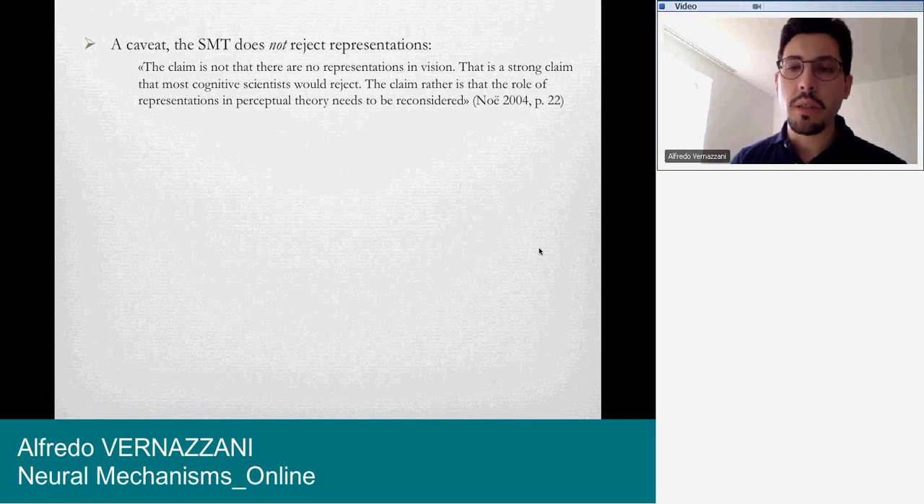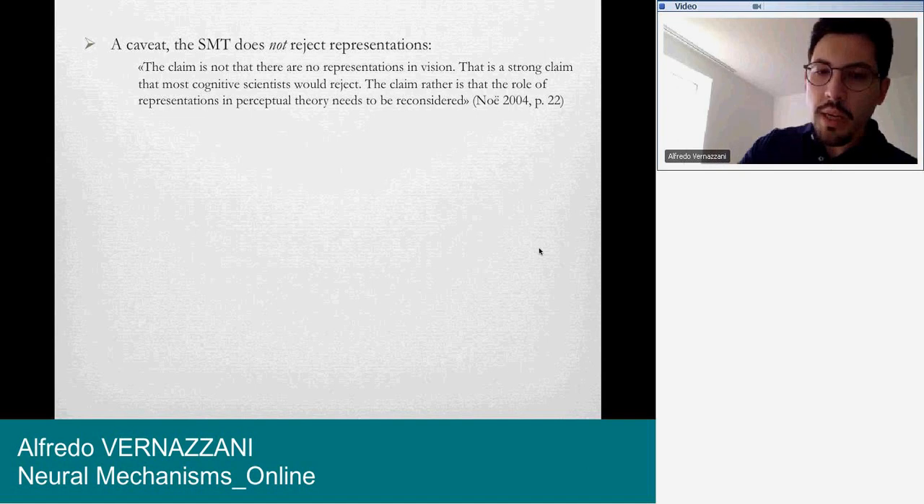For example, Alva Noë in his book published in 2004 says that the claim is not that there are no representations in vision. That is a strong claim that most cognitive scientists will reject. The claim, rather, is that the role of representations in perceptual theory needs to be reconsidered. Okay, that's pretty clear. The point is not that there are no representations, but that we should reconsider their role.